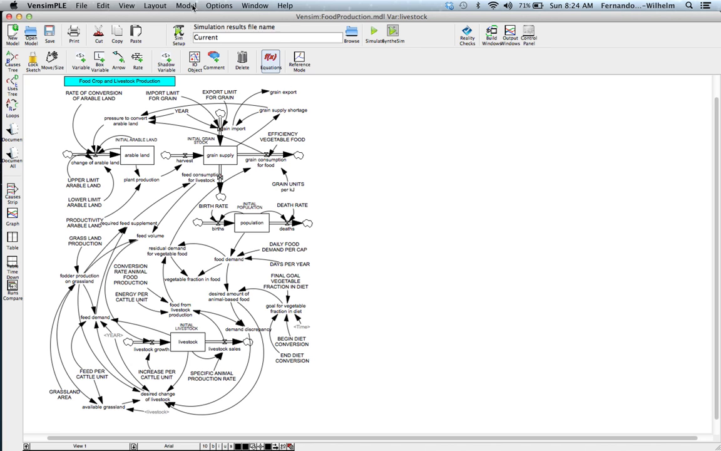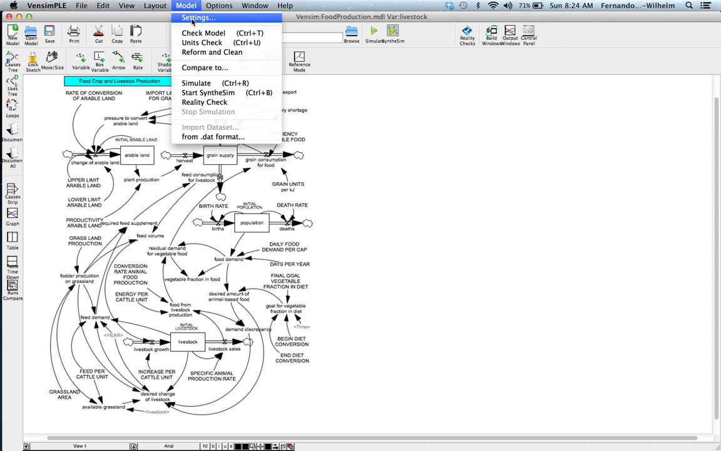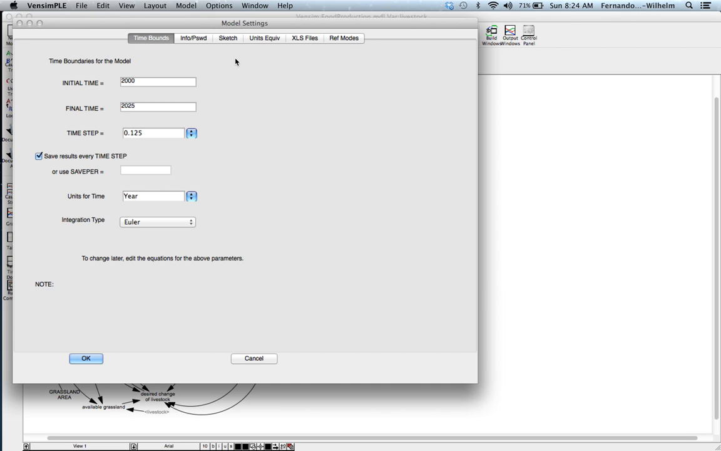A couple of things on the model itself. If you look at the settings of the model, you're going to see that the model is run from 2000 to 2025, to cover the pre and post period of the diet conversion period, which is 2005 to 2015. In this case the time step is in years, an eighth of a year, so it's basically like a month and a half of time step. Okay, you can play around with that if you want, just to see the results.